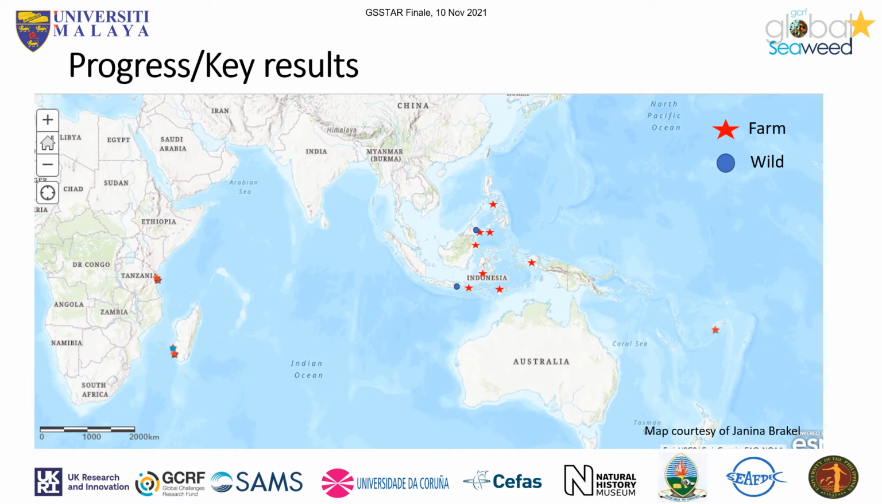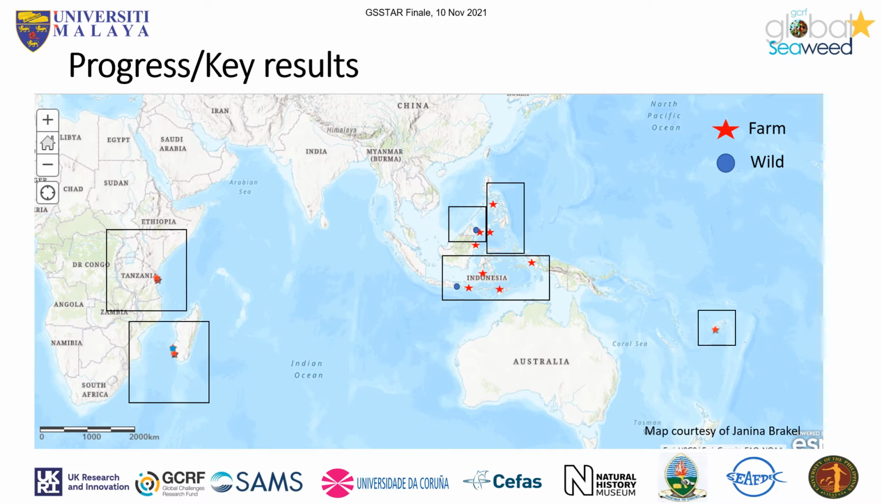This map shows the sampling sites where we collected samples of EFAs from farm and wild or natural populations of eucheumatoids. The samples were collected from regions where farmed eucheumatoids are native, and that includes Malaysia, the Philippines, and Indonesia. And we also collected samples of EFAs from where farmed eucheumatoids are introduced. These include Tanzania, Madagascar, and Fiji.